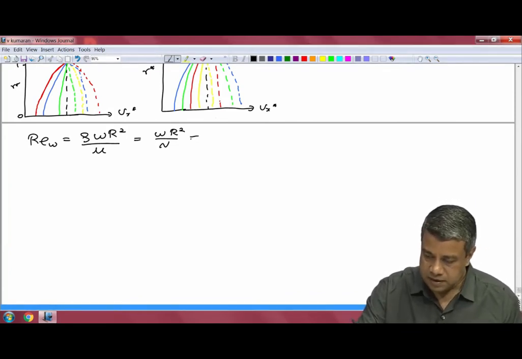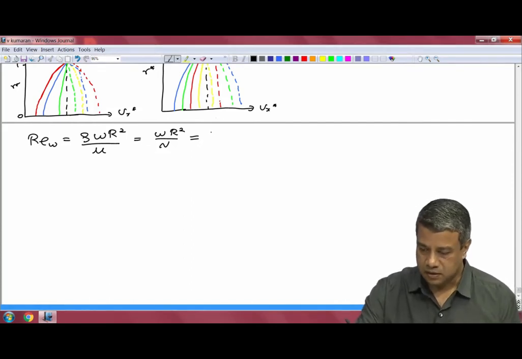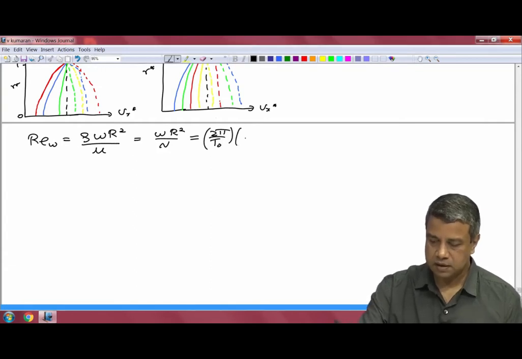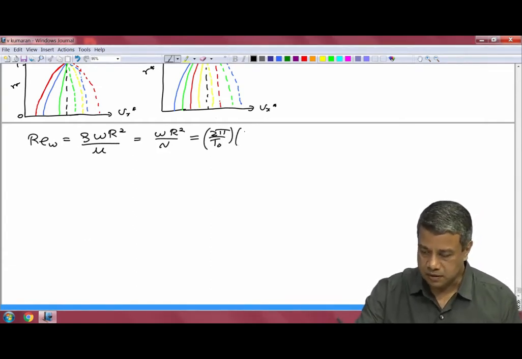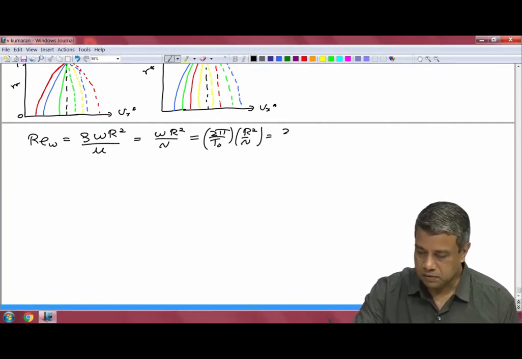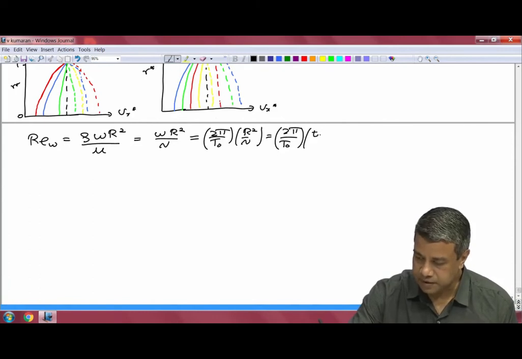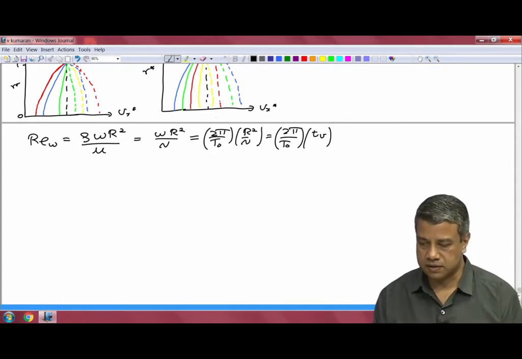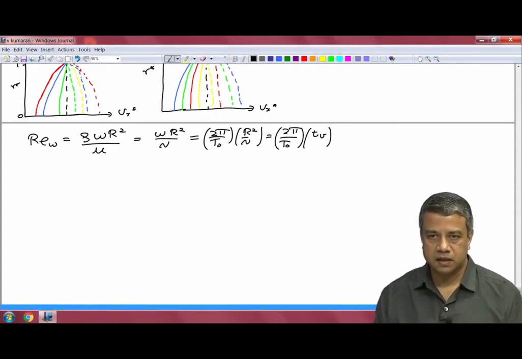If I write this in terms of the time period of oscillations, omega is 2 pi by the time period of oscillations, into r square by nu, where r square by nu is the viscous diffusion time over a distance r. So, the Reynolds number is the ratio of the viscous diffusion time over the distance r divided by the time period of oscillation.